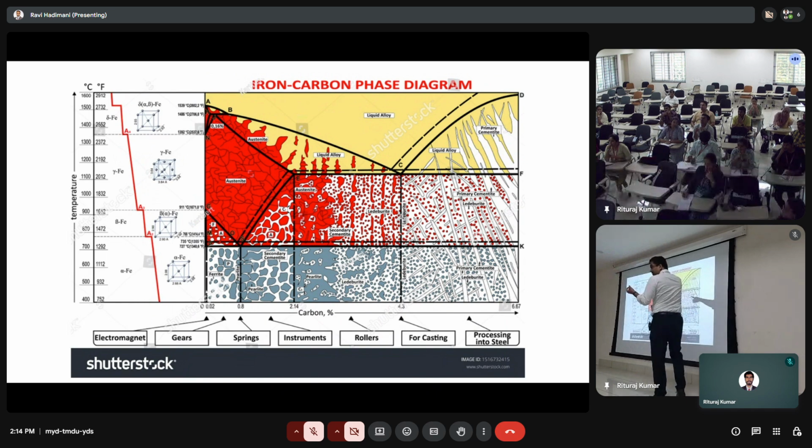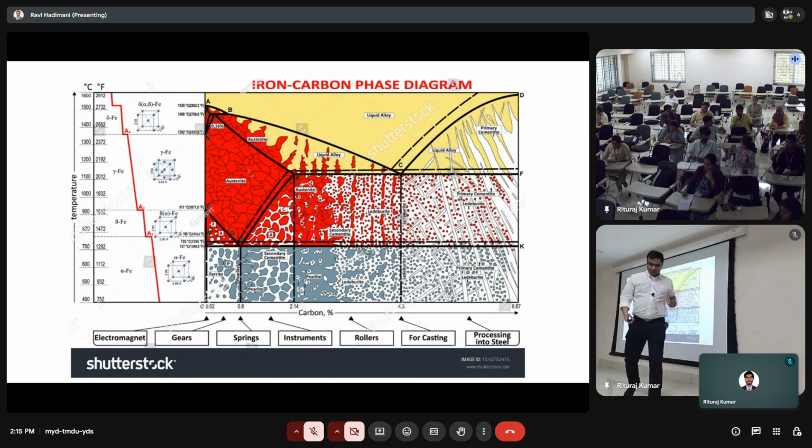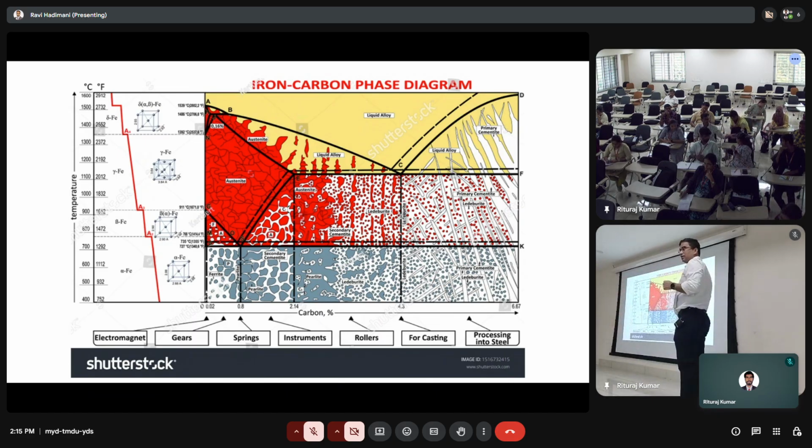So the face-centered cubic structure will be more ductile. The reason for that is because the face-centered cubic structure will have more slip planes. So the dislocations will be able to move easily in the face-centered cubic structure because you have more layers and more options for the dislocations to slip. So when dislocations slip, you get plastic deformation. Okay.